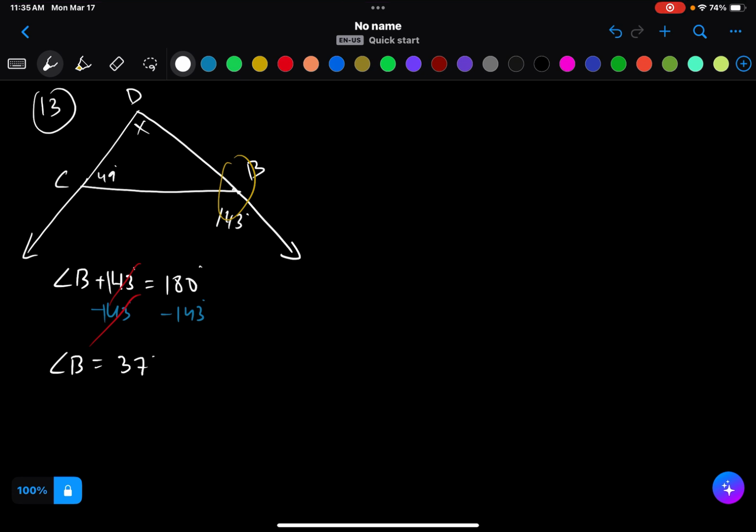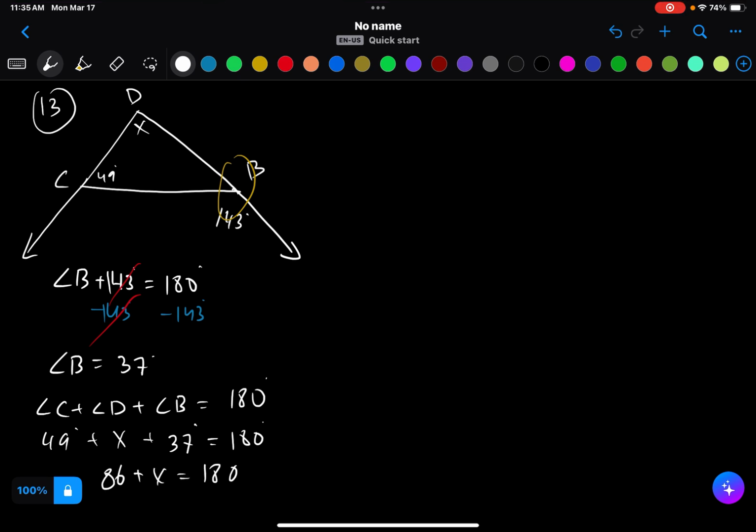Let me double check. Pretty sure it's right. Yep. So now that I know what angle B is and I know what angle C is, I can find angle D. Because angle C plus angle D plus angle B equals 180. I know 2 of the 3. C was given to us as 49. D is X because that's not known. I just found out angle B is 37 degrees. So that has to equal 180. So 49 plus 37, that's 86. So 86 plus X is 180.